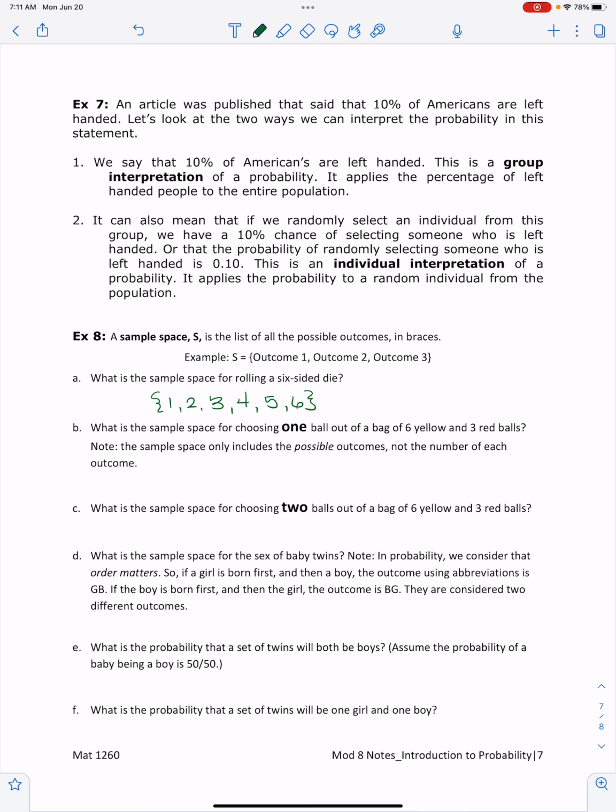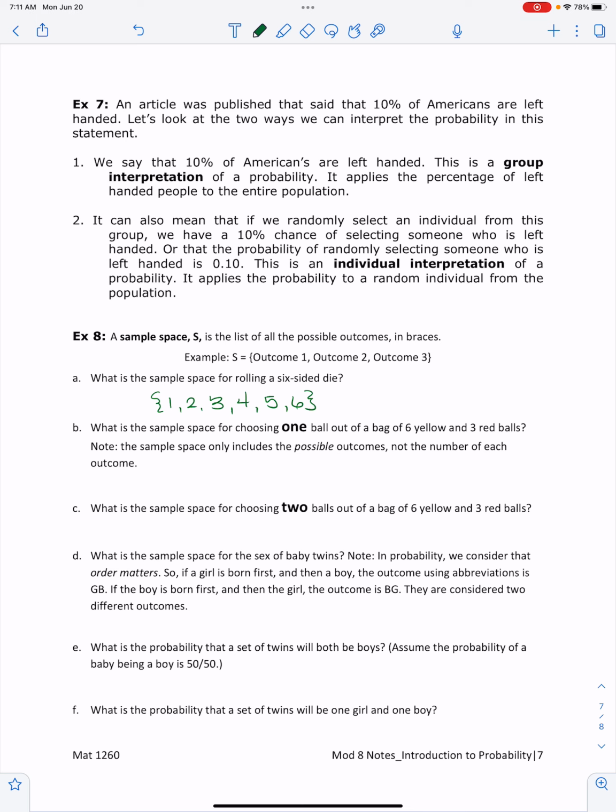B, we want the sample space for choosing 1 ball out of a bag of 6 yellow and 3 red balls. I am not going to list yellow 6 times. This sample space does not show us the probabilities. It just shows us what could happen. So my sample space is yellow and red.